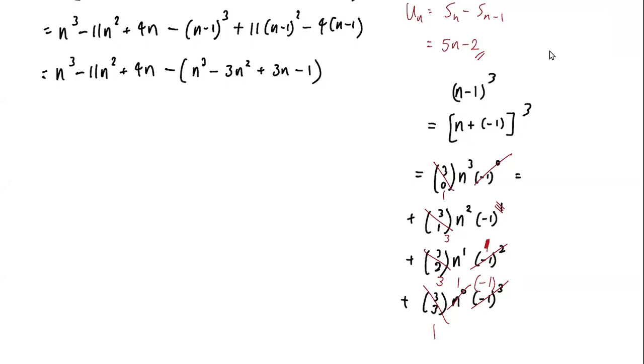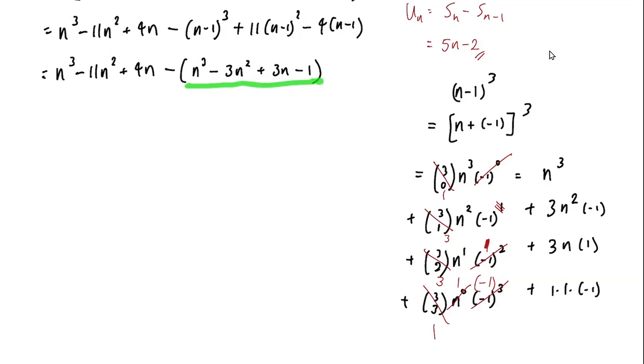So what do you end up with? You get 1 times n cubed, which is n cubed. Right? This actually becomes a 1. So times 1, nothing happens. Plus 3 times n squared times negative 1, plus 3 times n times 1, plus the last one is 1 times 1 times negative 1. Simplify and you eventually get back to n cubed minus 3n squared plus 3n minus 1.